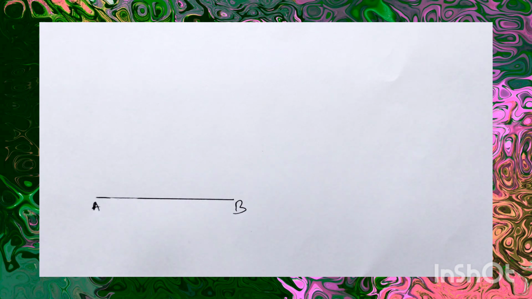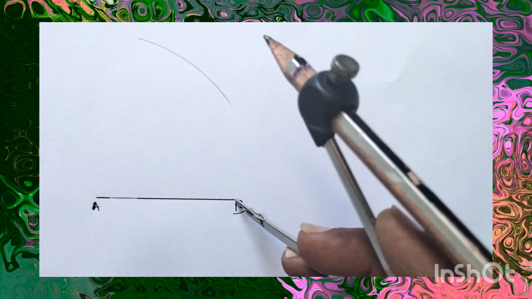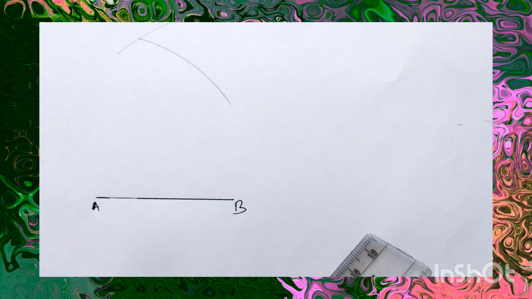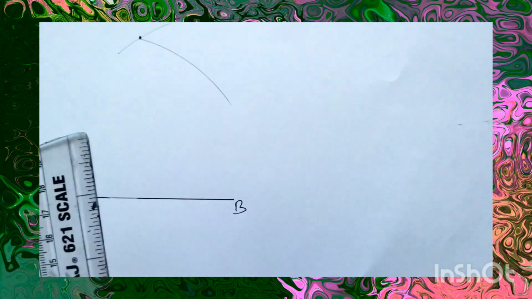Taking the scale and compass, measure 6.5 and draw an arc. Then by taking 7.5 centimeter measurement, keep the compass needle at B and cut that arc. Where the two arcs cut each other, call that point C. You call that point as C.